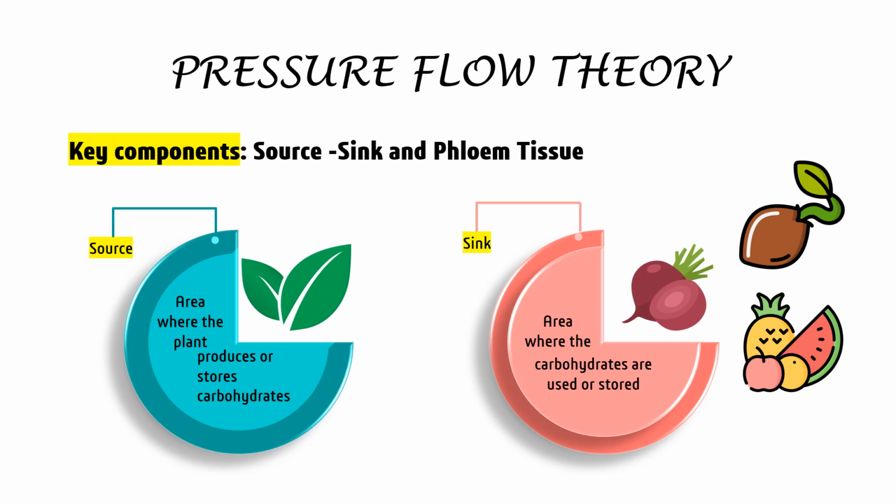The key components of pressure flow theory are source, sink, and phloem tissue. Source is the area where the plant produces or stores carbohydrates, for example, the leaves. Whereas sink is the area where carbohydrates are used or stored, for example, the fruits, seeds and roots.